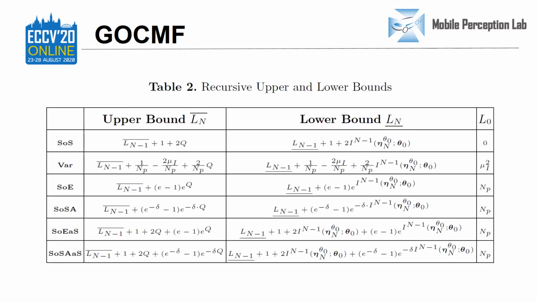With this strategy, we derive recursive upper and lower bounds for 6 objective functions. Note that the initial value L0 varies depending on the loss functions. We invite viewers to read our paper for the proof and further details.